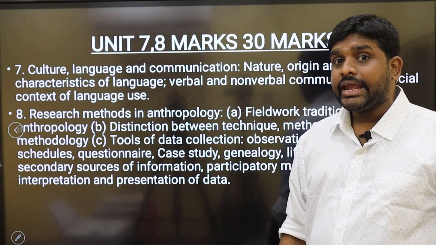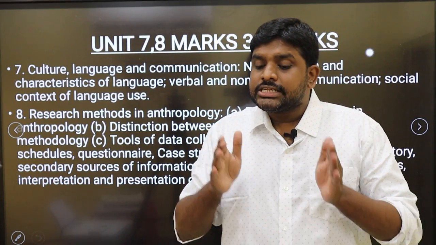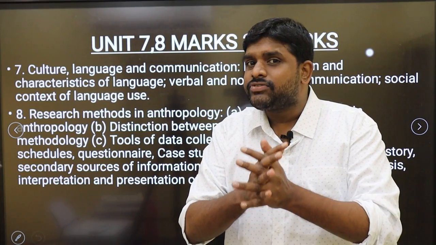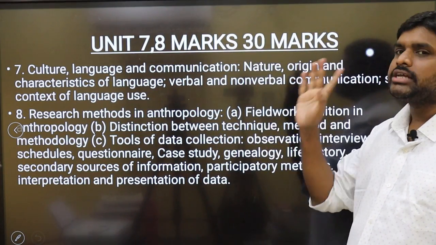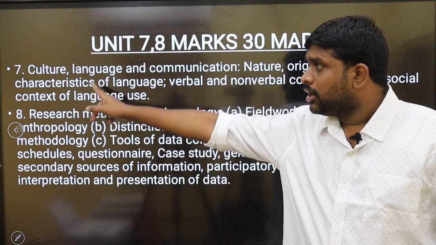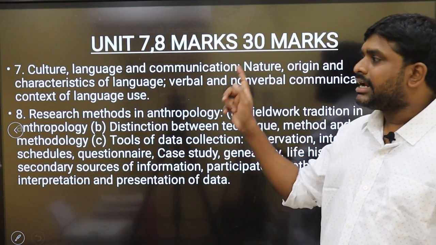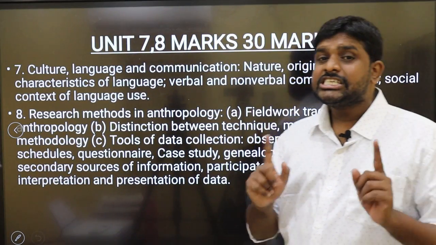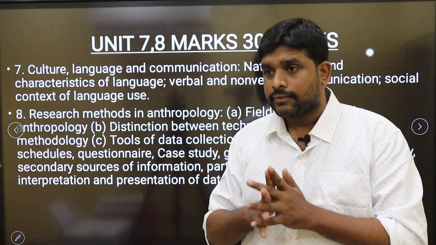Then unit number 7 and 8. Unit 6, 7, 8 together is called the anthropological thought module, and unit 6 itself is 35 marks, and units 7 and 8 together are 30 marks. Language studies, fieldwork traditions in anthropology. These two together are 30 marks. 30 marks plus 35 marks, together 65 marks for anthropological thought.